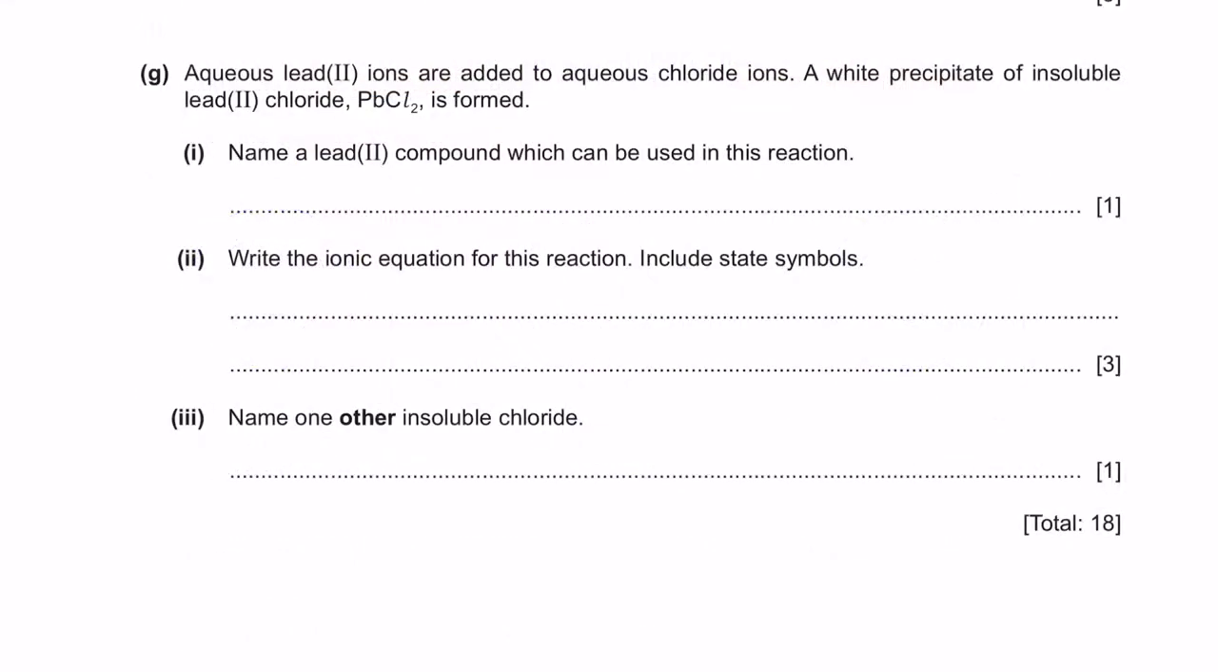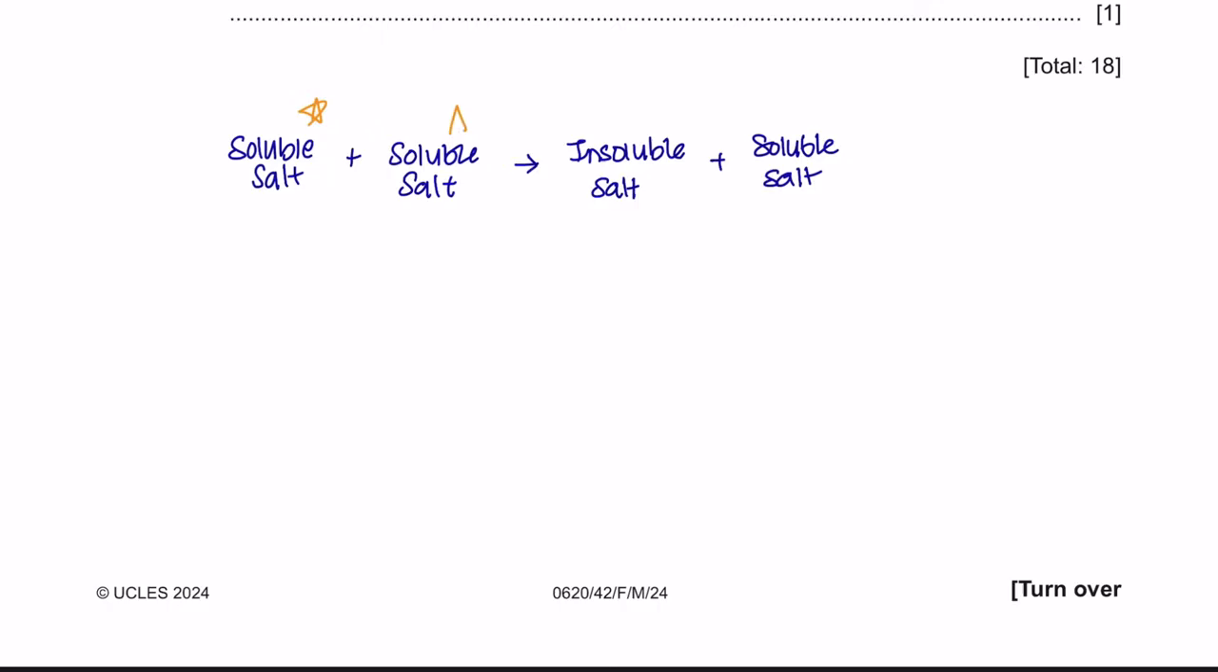Next, question G. Aqueous lead ions are added to aqueous chloride ions. A white precipitate of insoluble lead chloride is formed. Part 1. Name a lead compound which can be used in this reaction. So the precipitate being formed here is an insoluble salt, which means that you have to react two soluble salts to get an insoluble salt, lead chloride. That means the soluble salt must be lead something and something chloride.